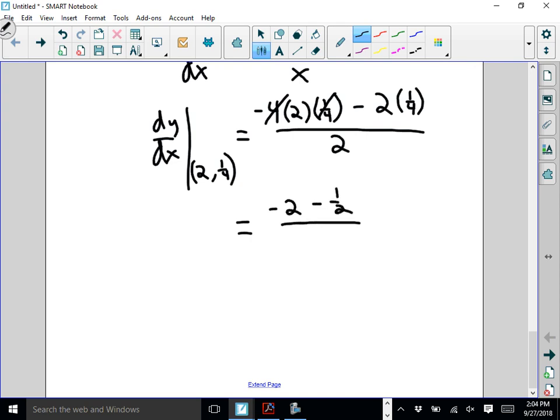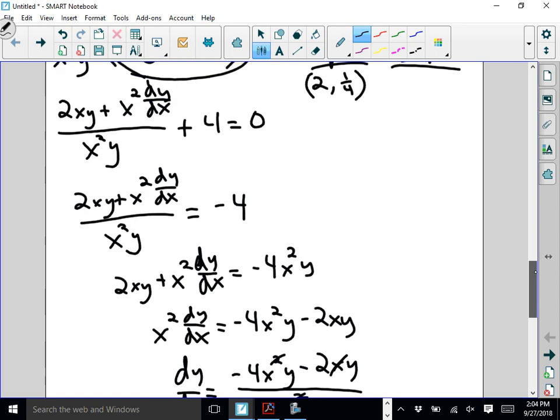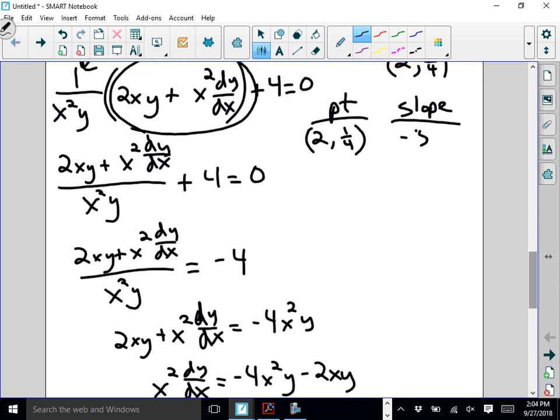I want to get rid of that fraction within a fraction. So I'm going to multiply the top and bottom by that denominator of 2. And we're going to get -4 minus 1 over 4, which is -5 over 4. So our slope should be -5/4. So that makes my equation y minus a fourth equals negative 5/4 times x minus 2.